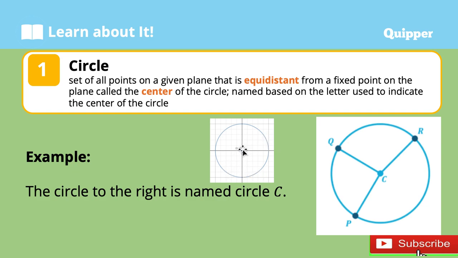We are going to name the circle based on the letter used to indicate the center of the circle. For example, the circle here is named circle C because the fixed point or the center is point C. And we are going to use that letter as our name for the circle. Again, this is circle C.